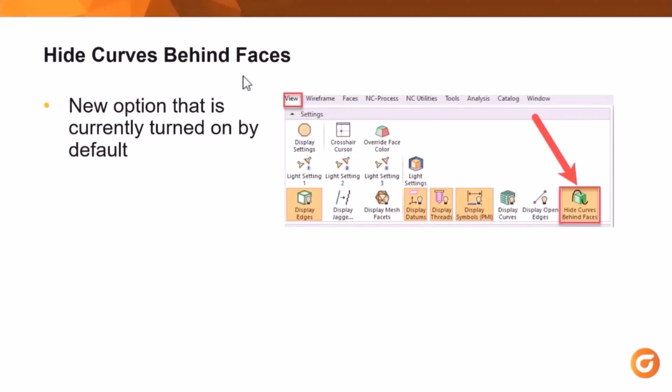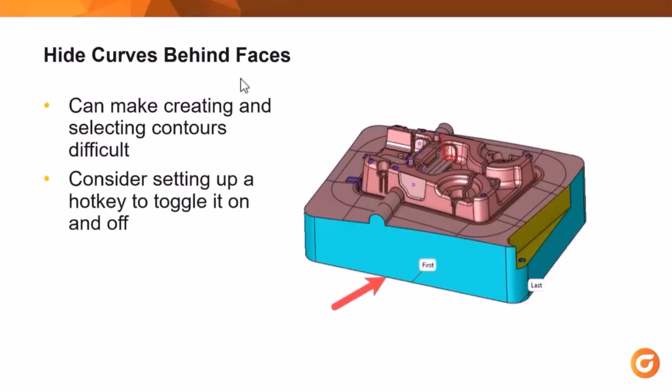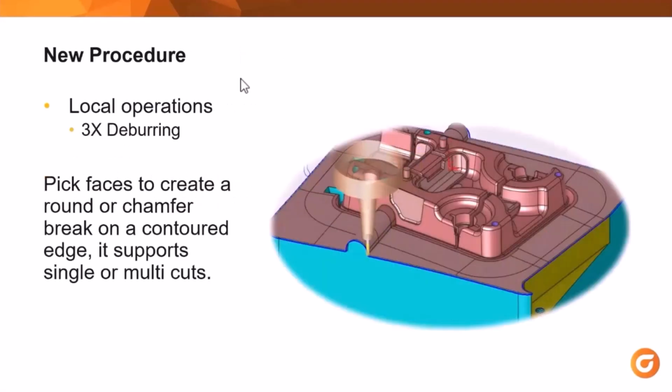Hide lines behind faces. This is a new option that's currently turned on by default. It can make creating and selecting contours difficult. Consider setting up a hotkey to toggle it on and off. There's a new procedure in local operations for 3x deburring. Pick faces to create a round or chamfer break on a contoured edge. It supports single or multi-cuts.